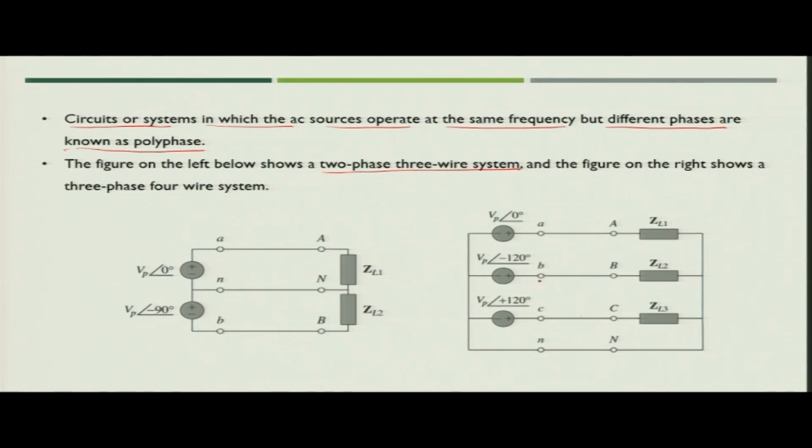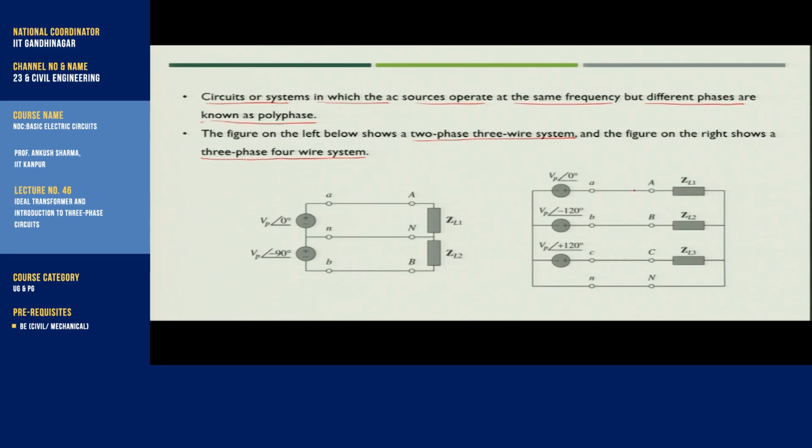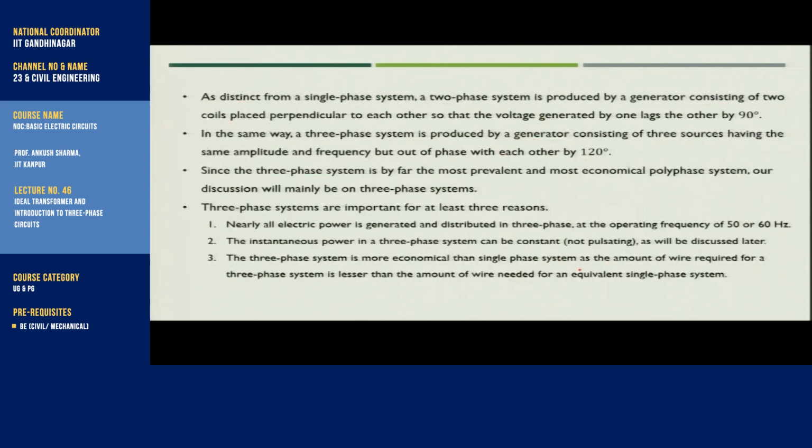So, the three sources have three different phase values. This particular set of circuit is called a 3 phase 4 wire system, because we have 3 phase output and 4 transmission lines are required to connect to the load. In these cases, the sources are more than one and the number of wires is also more than 2 to connect to the load.